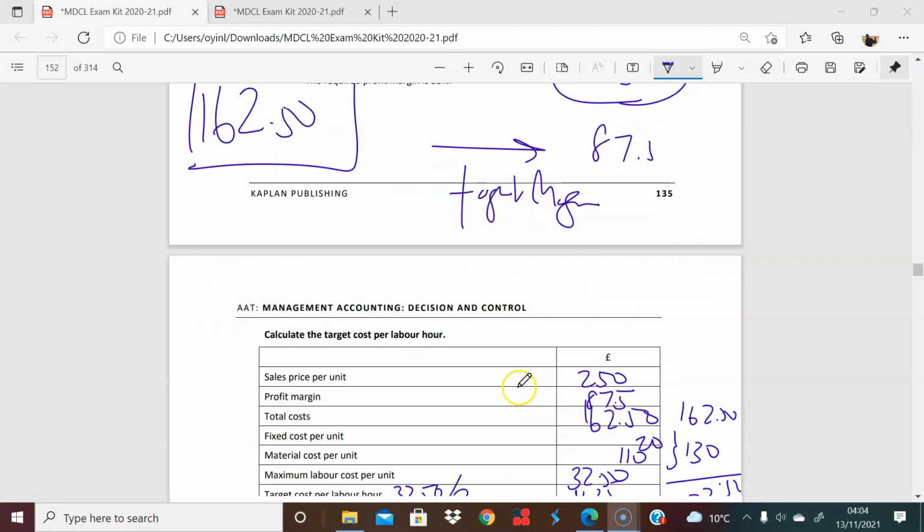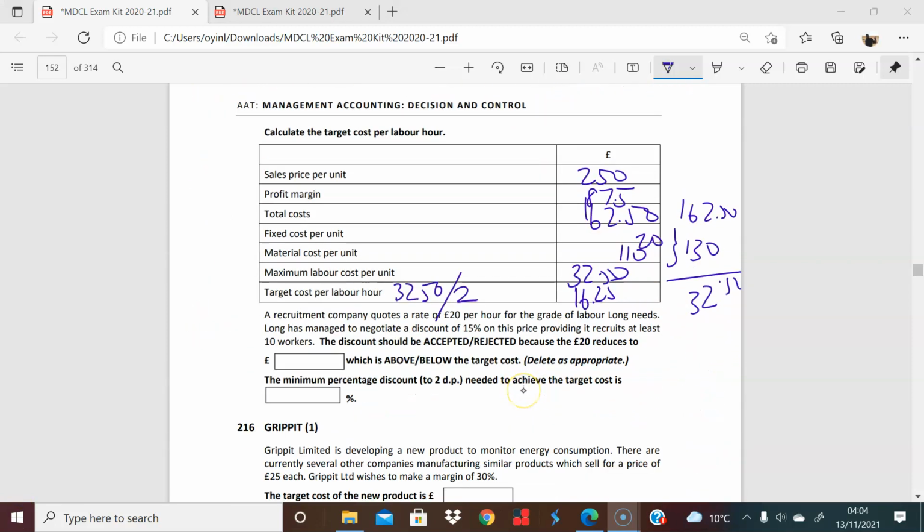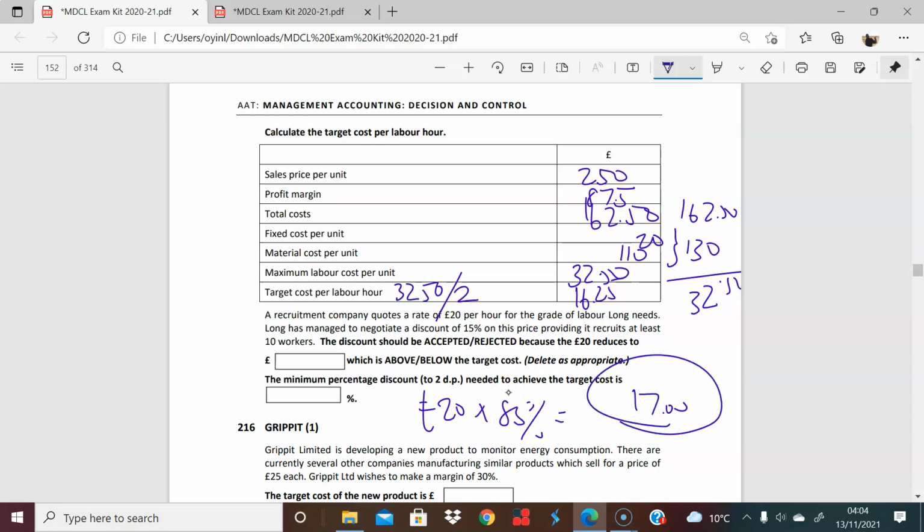And so what we see here is this picture where we are asking exactly the same question. We have £20 here, and that's what you should be paying, but it says you've got a discount of 15%. So basically, find 85% of that. So £20 times 85% takes you to £17. The £20 reduces to £17, which is above the target cost. So unfortunately, you can't accept that because it'll eat into this gain that you need.